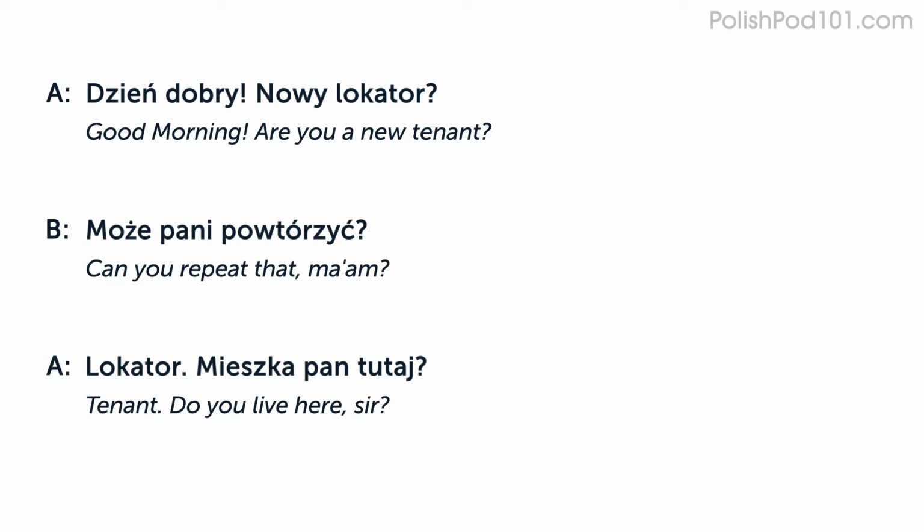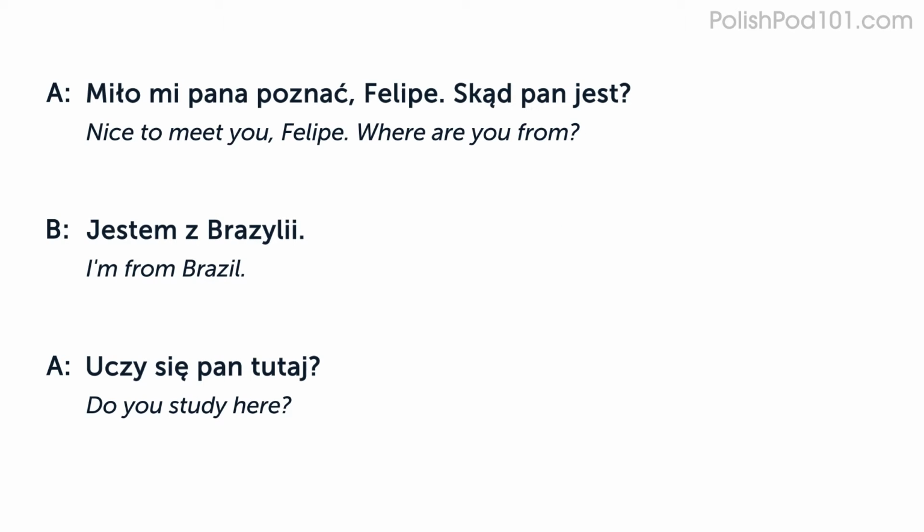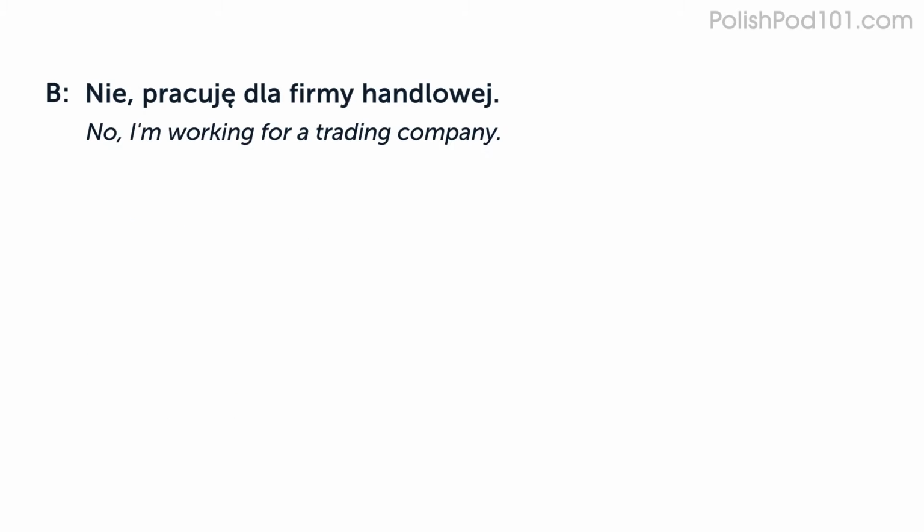Dzień dobry, nowy lokator? Może pani powtórzyć? Lokator, mieszka pan tutaj? Tak, nazywam się Katarzyna Kowalczyk, a pan? Nazywam się Felipe Rossi. Miło mi pana poznać, Felipe. Skąd pan jest? Jestem z Brazylii. Uczy się pan tutaj? Nie, pracuję dla firmy handlowej.